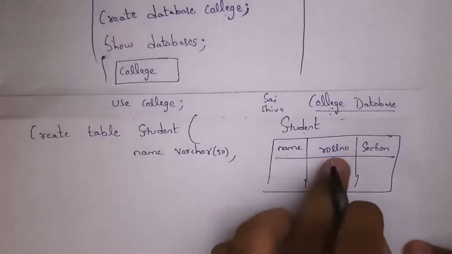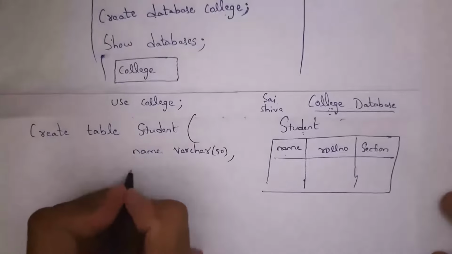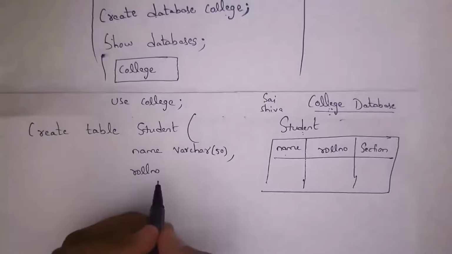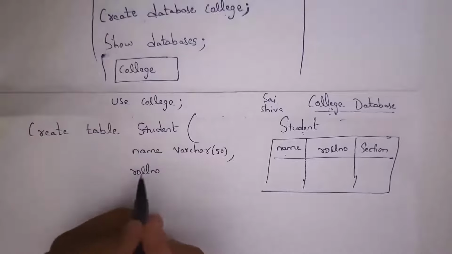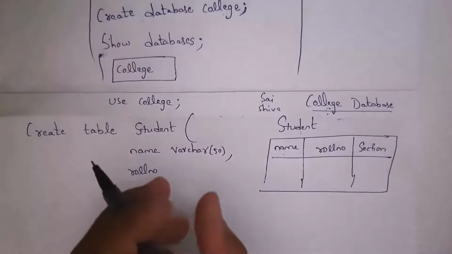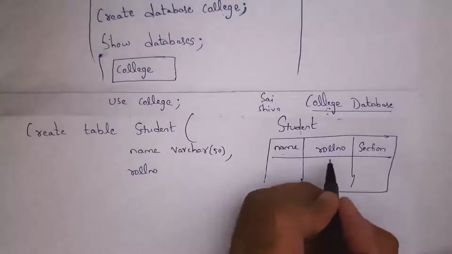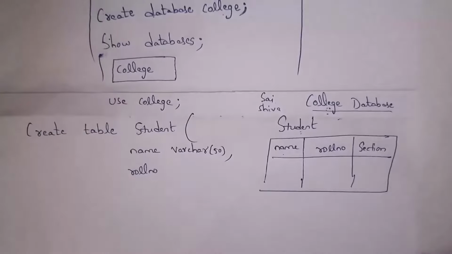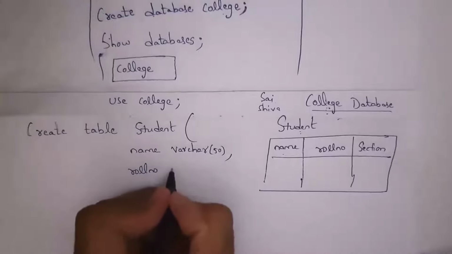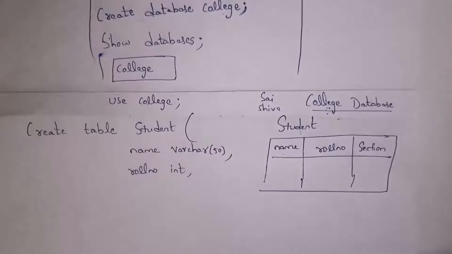Comma, next column is roll number. So just write here roll number. Guys, just remember that we should not give any space between these column names. And here you need to give data type. For example, I want to give roll numbers like roll number 1, 2, 3, 10, so on. So you need to write here data type, that is int. In order to enter numbers, you need to write data type, that is int.